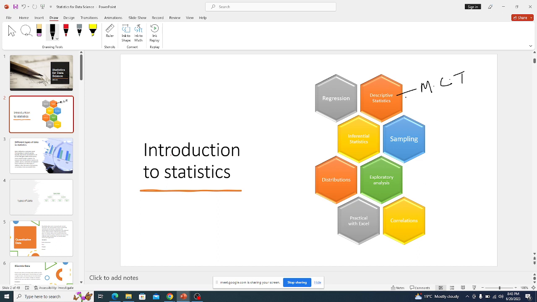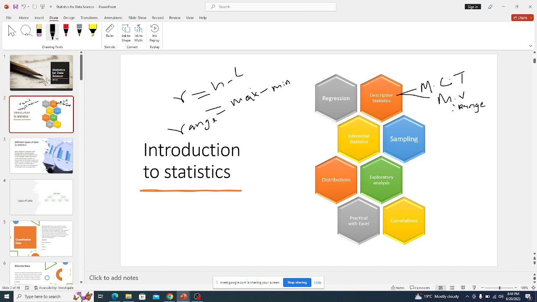Also, we have another one which is called measures of variability. Under measures of variability, we have what we call range. We know that range is given by the highest value minus the lowest value in a data set. It's max minus the minimum in a data set that will give us what we call range.